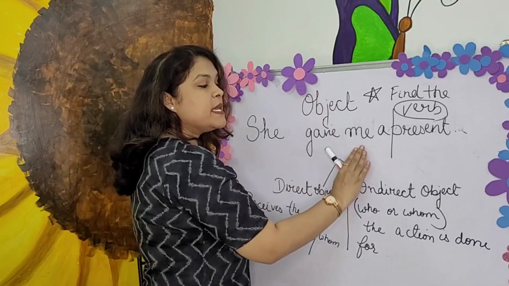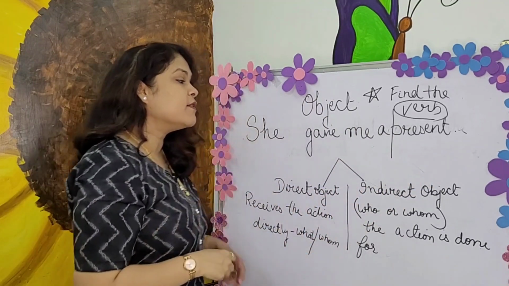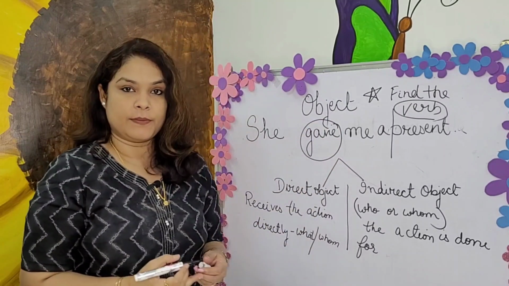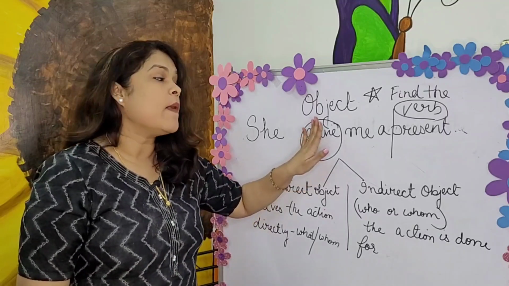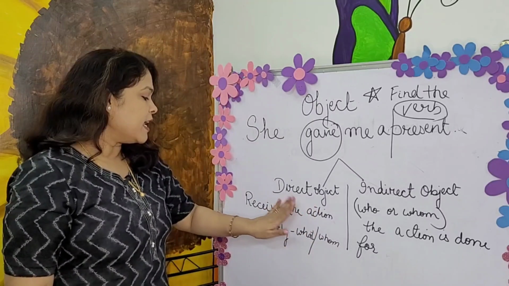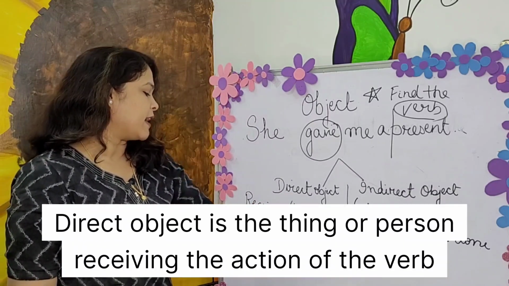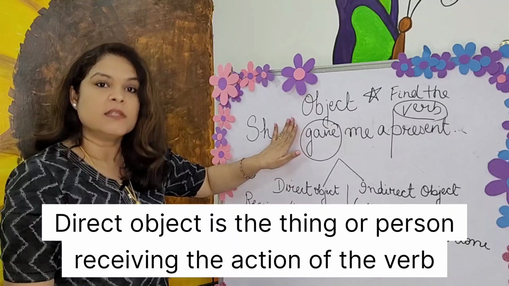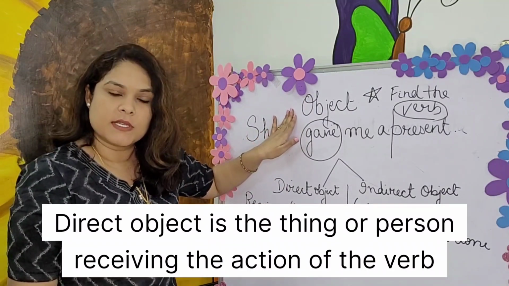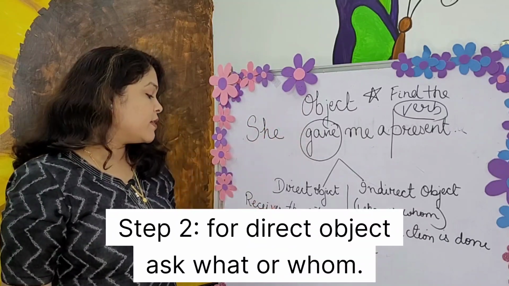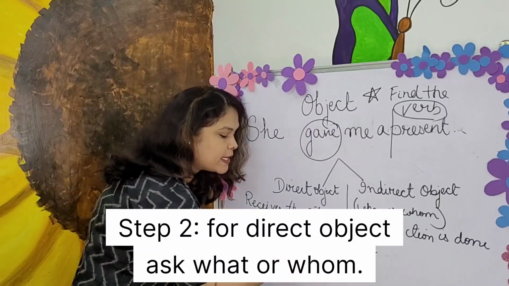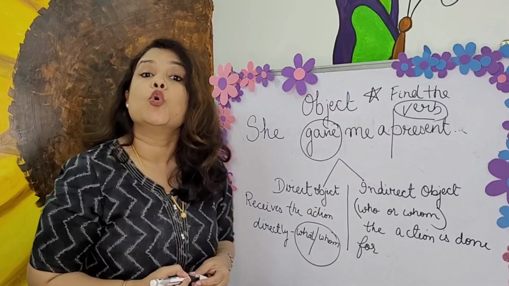She gave me a present. What is the verb here? The verb or the action is gave. Okay, so I know the action. Now, how do I know what is a direct object and what is an indirect object? Let's see. A direct object receives the action directly. This is the action, gave. So the direct object in this sentence will be the person or the thing that will receive the action directly. For that, you can ask the question what or whom.